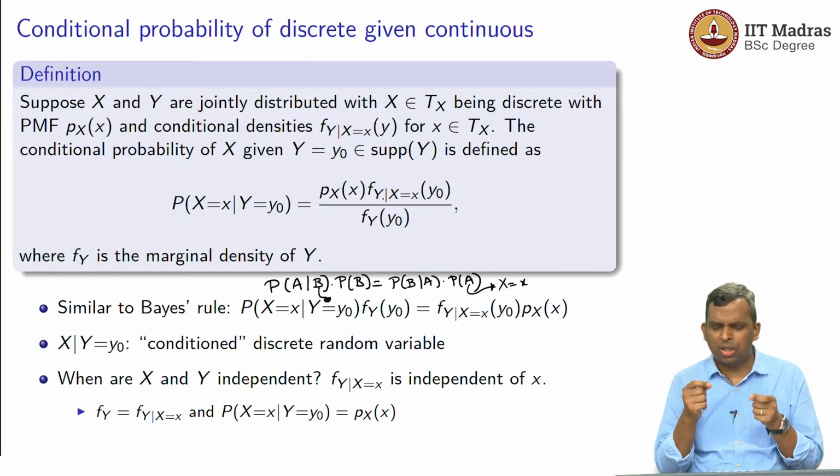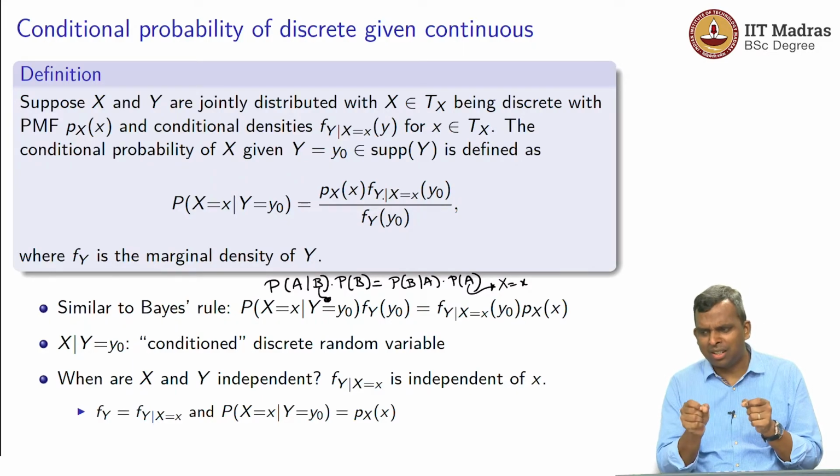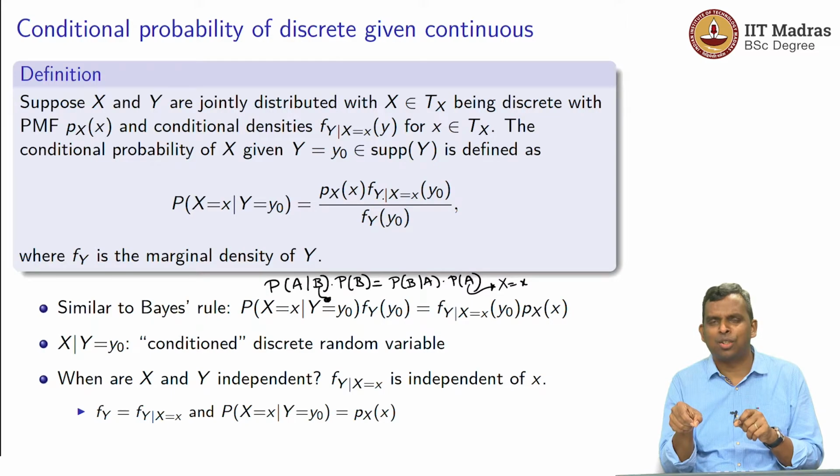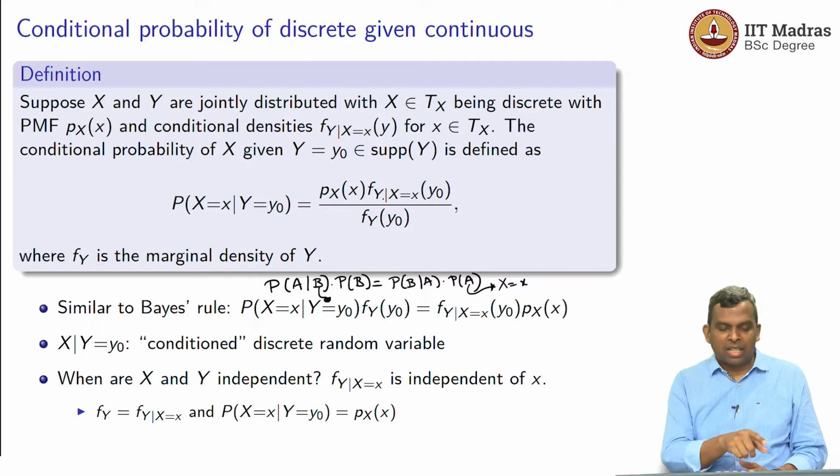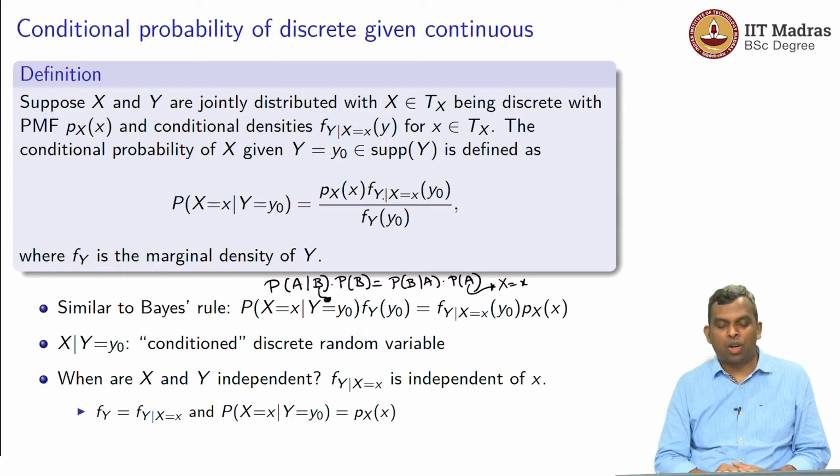It's not too much more complicated than Bayes' rule. You just have to remember, wherever you have a continuous random variable, you simply use density instead of mere probabilities. Okay, that's it. So this x given y equals y naught, you can think of it as a conditioned discrete random variable, conditional random variable, right? So distribution of x given y equals y naught. So this can help you in classification, making decisions and all.